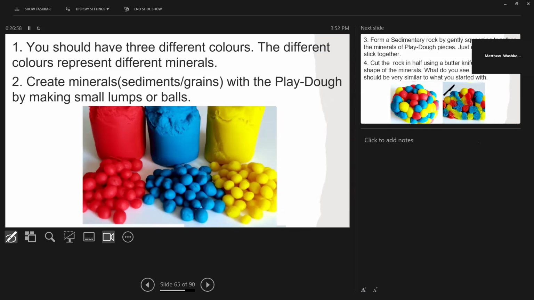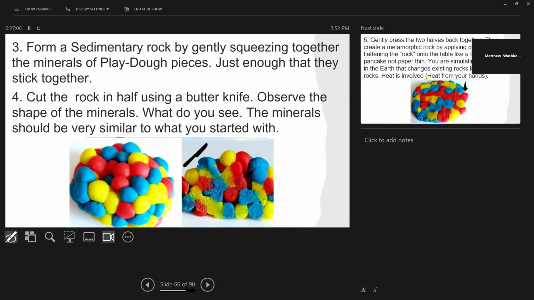If you were to create sediments with them, a bunch of balls here, and you smush them together, you get this, right? So now you cut that in half. What do you see here? You see clumps, right? Just like a sedimentary rock. This is a sedimentary rock still, right? It's very similar to what you started with.